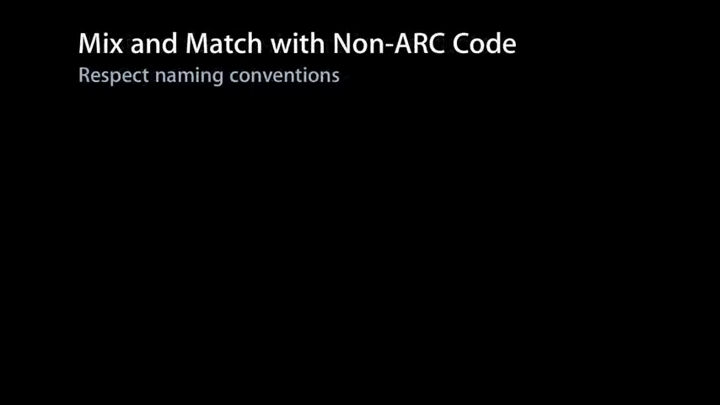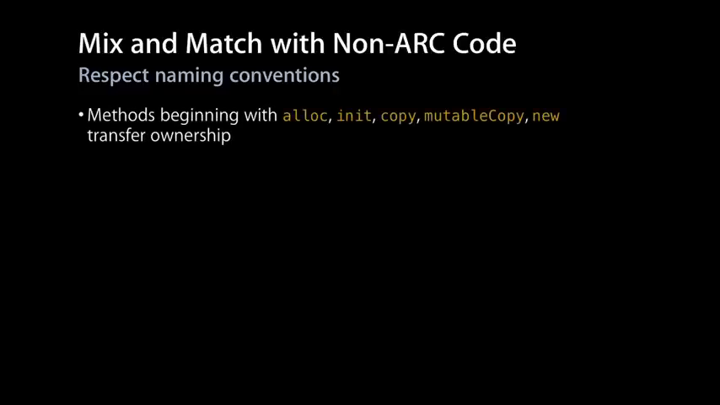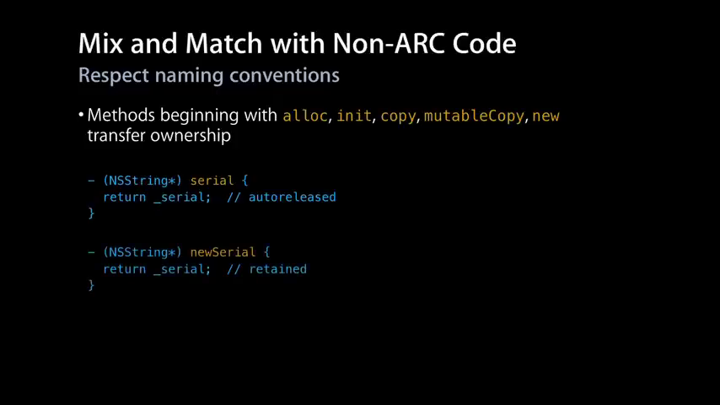If you end up mixing and matching ARC and non-ARC code, you need to be careful with method names. ARC expects the usual Cocoa naming conventions to be followed. This is especially important for methods that transfer ownership of objects. For example, if this serial method were compiled with ARC and then called by non-ARC code, the compiler will return an autoreleased object. And this new serial method would return a retained object because the method name begins with new.